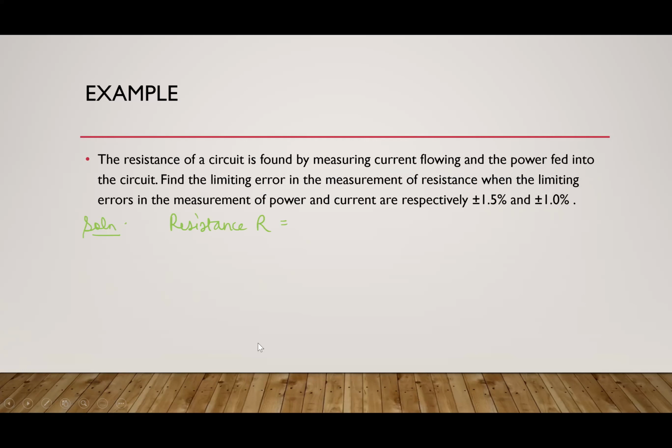So the formula for resistance in terms of power and current is P divided by I square, okay, which can be written as P into I raised to the power minus 2. Now see, power and current के limiting errors आपको पता है, so you have to find out the limiting error in resistance. तो अगर आप इस formula को ध्यान से देखोगे, R is equal to P into I raised to the power minus 2. इसमें हमारे पास दो formulas fit हो रहे हैं. एक formula है I raised to the power minus 2 and एक formula है P multiplied by that.